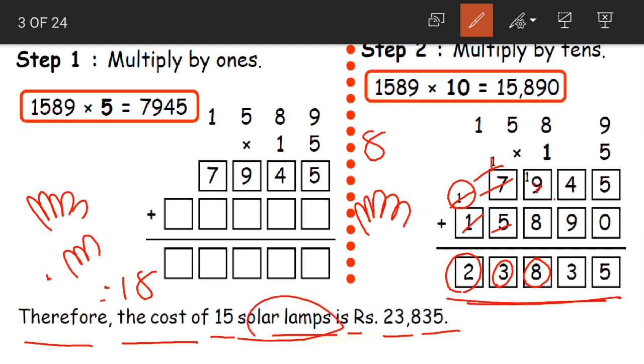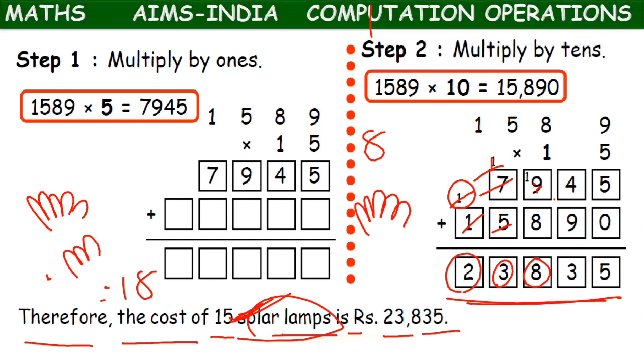Now what are these solar lamps? We have lamps in our houses, right children? Lamp means any light. Now the light which runs through solar energy, we do not need electricity for it. It is run through solar energy, that means the energy that comes from the sun. I hope this was clear.